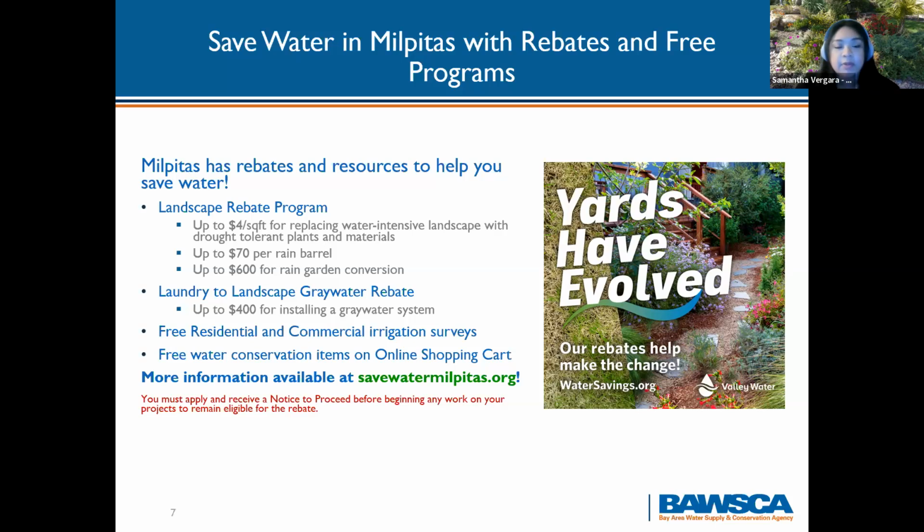There are also a couple of free programs available, such as the residential and commercial irrigation surveys. And then you can also place an order for free water conservation items, such as low flow shower heads, faucet aerators, universal toilet flappers through the online shopping cart. And if any of this information interests you, you can find it all compiled at savewatermilpitas.org.